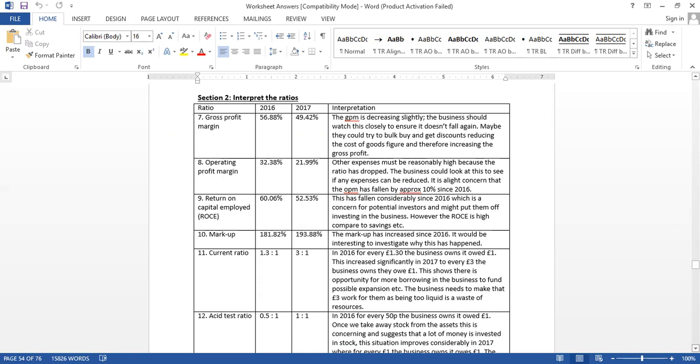Now look at the table and the interpretation. Gross profit margin, from 2016 to 17, has gone down. You can see GPM, or gross profit margin, is decreasing slightly. The business should watch this closely to ensure it doesn't fall again. Right? This is how you have to write. Maybe they could try to bulk buy and get discounts, reducing the cost of goods figure and therefore increasing the gross profit. Right?